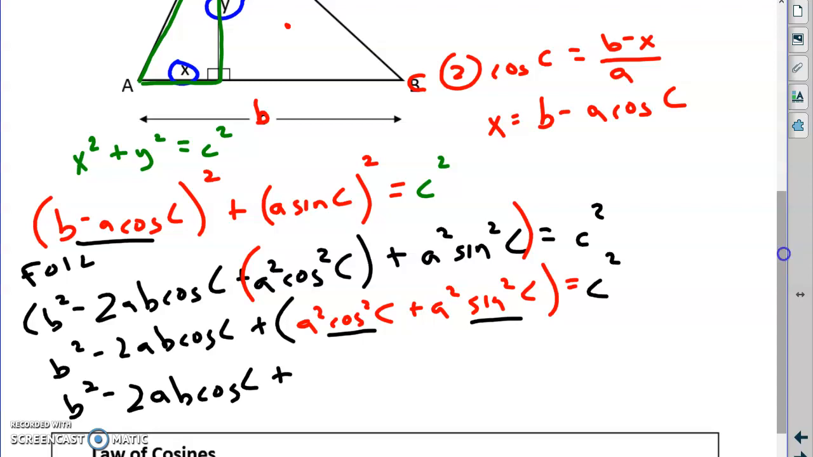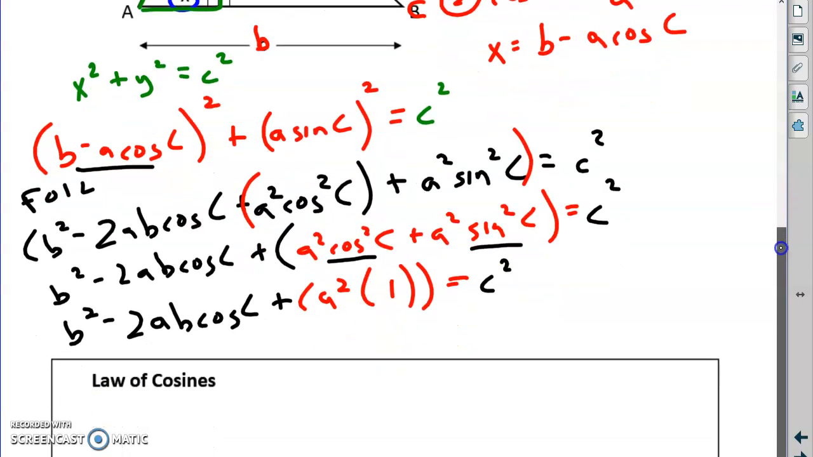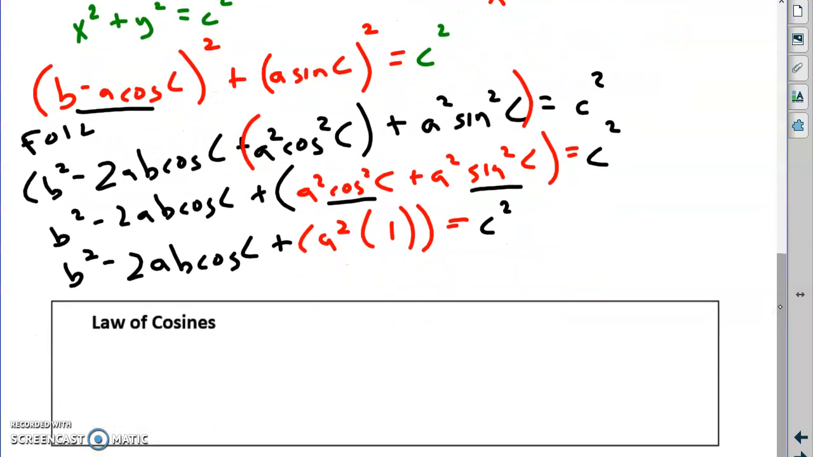If I pull that a squared out, what I would have is b squared minus 2ab cosine of C plus a squared times 1, leaving me with this great tool. Clean up, put in our law of cosines box. c squared, any side squared, equals one side squared plus another side squared minus 2 times the product of those two sides times the cosine of that included angle. Very, very powerful.